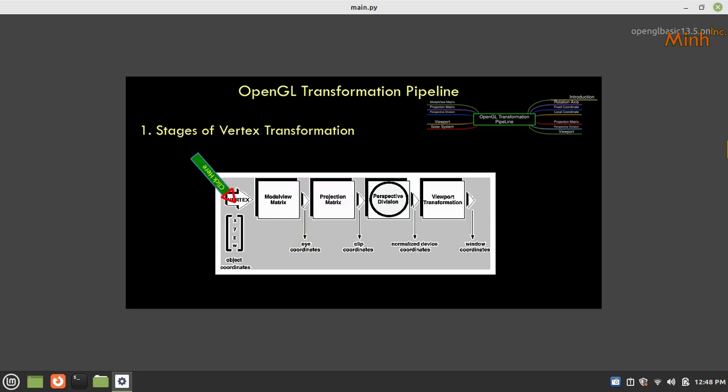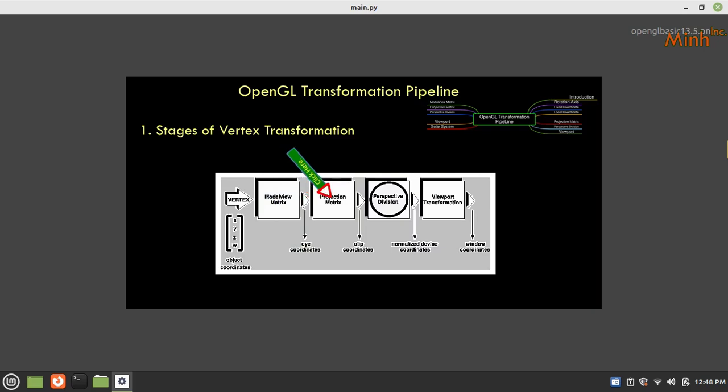Coordinate at the origin, transformation happened. Then from the camera point of view, it is at the origin. Now it is not at the origin. What is its new location? That is the eye coordinate from the camera point of view.